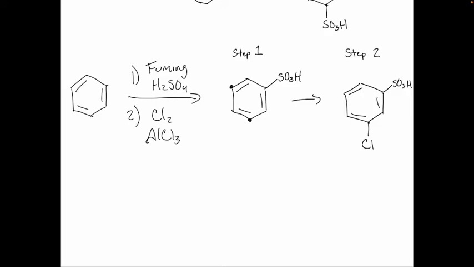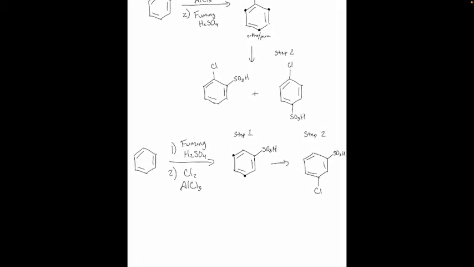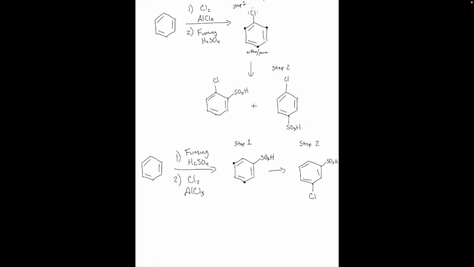Okay, so notice that these are the same 2 reactions, we just did them in a different order. And based on the order in which we do the reactions, we get different products. Right, for the first one, when we do the chlorine step first, we get that ortho-para product. When we do the sulfonyl step first, we get the meta product. All right, so again, it's these same 6 reactions, but now we're mixing and matching them.